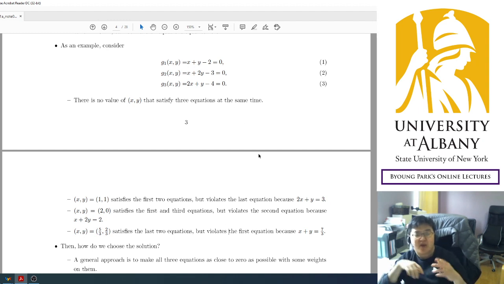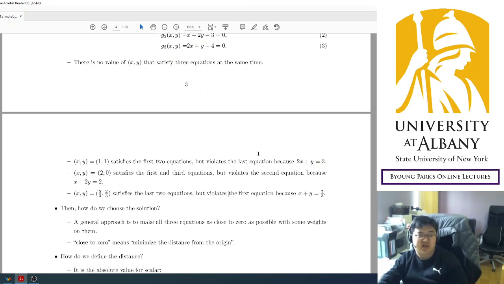So I said you need two equations, but you have three. In other words, you may drop one of them, and still you can solve for x and y. The problem here is that depending on what you drop, the solution is different. If you drop the first one or the second one or the third one, the solution changes. Then what is the solution? How can we choose the solution? We are going to discuss the general approach.